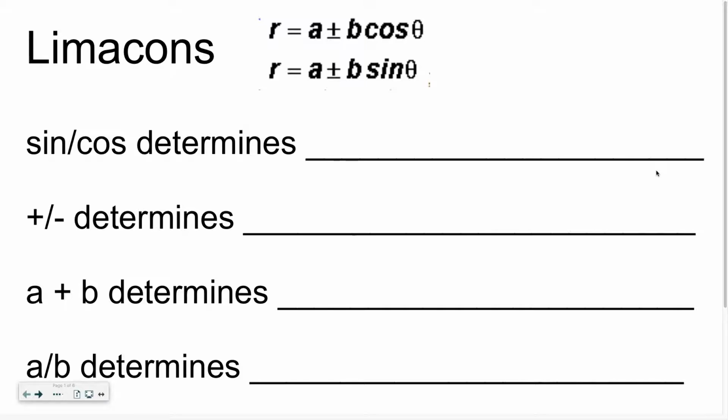What I need you to do is write down that this is the form of a limaçon. You're going to have r equals a plus or minus b sine theta, or r equals a plus or minus b cosine theta. Technically there are 4 different ways we can make a limaçon. You're going to have the plus or the minus, not both. I just don't want to separate them out.